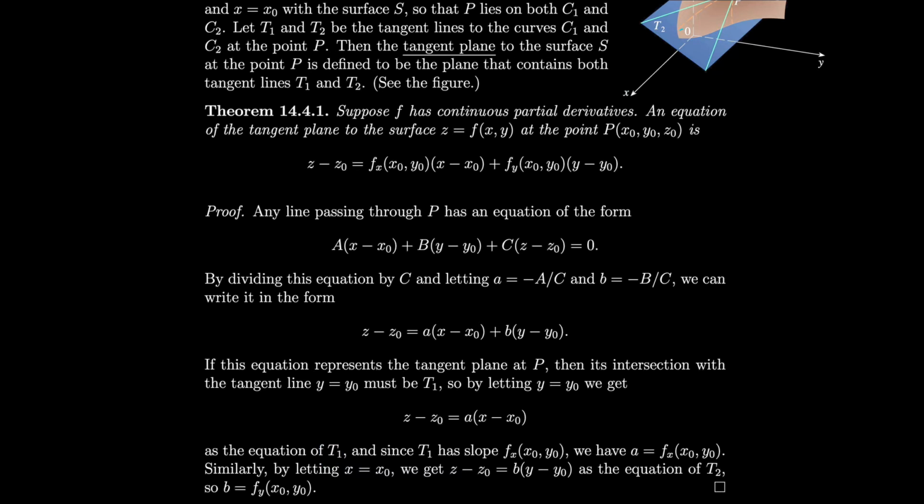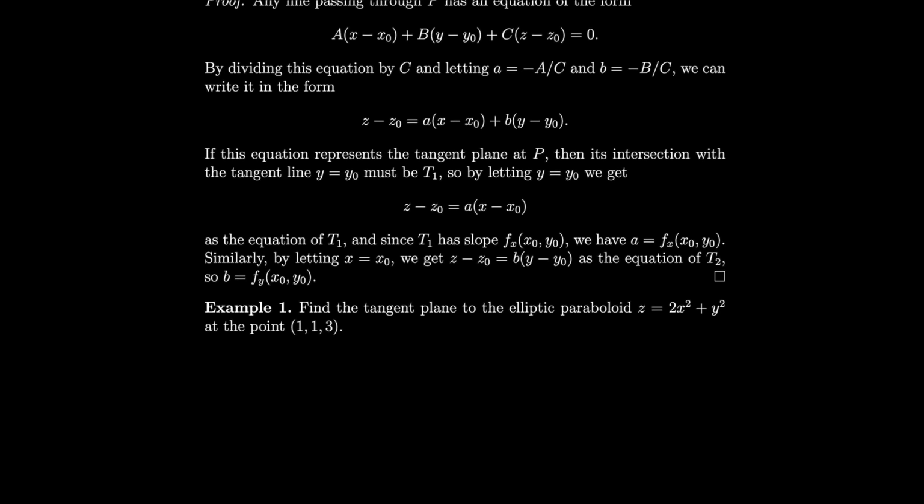But the tangent line has slope fx, that's the partial derivative with respect to x, so that must be what a is. So we do the same thing, letting x equal x0 eliminates this, and it says that b must be the partial derivative with respect to y. So there we go, we've proven this.